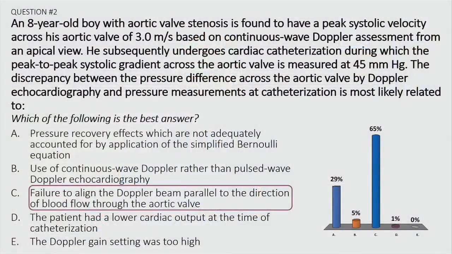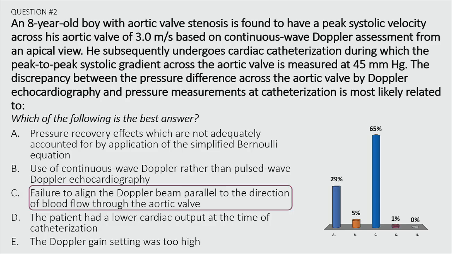So that's something that can lead to a lower measurement. D, the patient had a lower cardiac output at the time of the catheterization. If the patient had a lower cardiac output at the catheterization, you'd expect the echo gradient to be higher rather than lower, but in this case, the opposite is true in our example. The echo Doppler gradient was lower rather than higher.